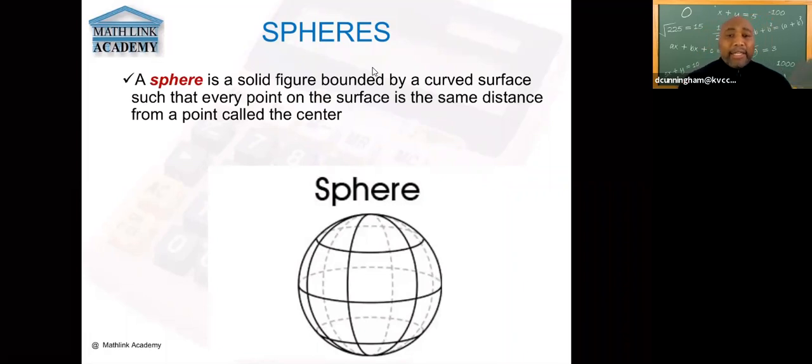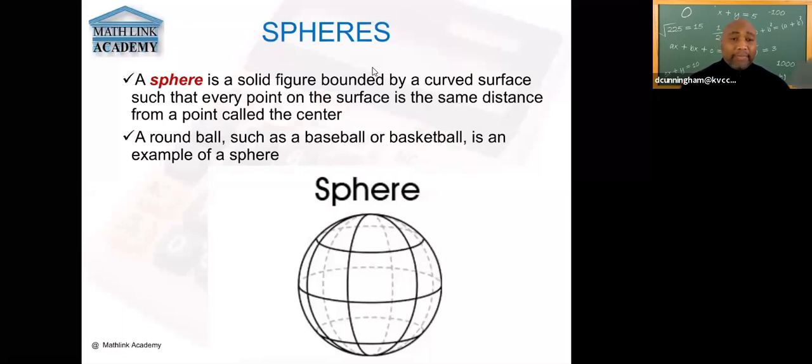It is a solid figure bound by curves and the surface of the area such that every point of the surface is the same distance from a point called the middle. So you have the middle, you go north, south, east, west, northeast, and you just make that, and it makes you a three-dimensional shape. Since it's three-dimensional, you're going to be talking about cube units. So it's almost like that volume that we're looking at.